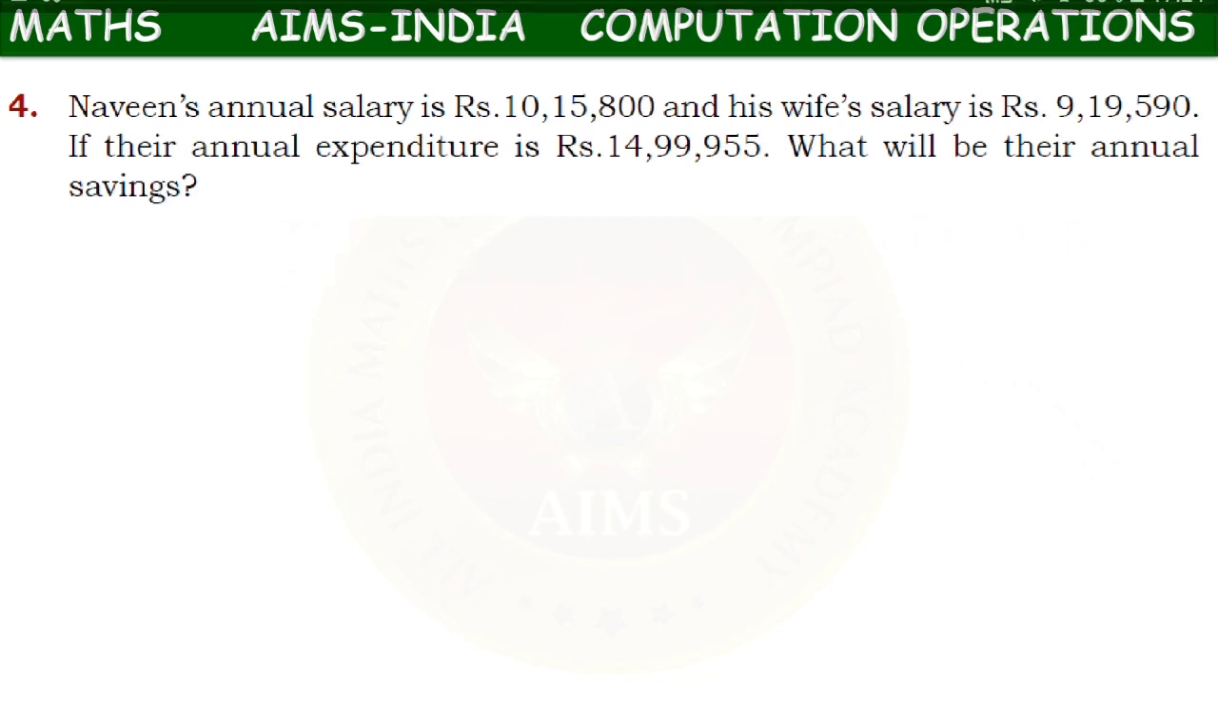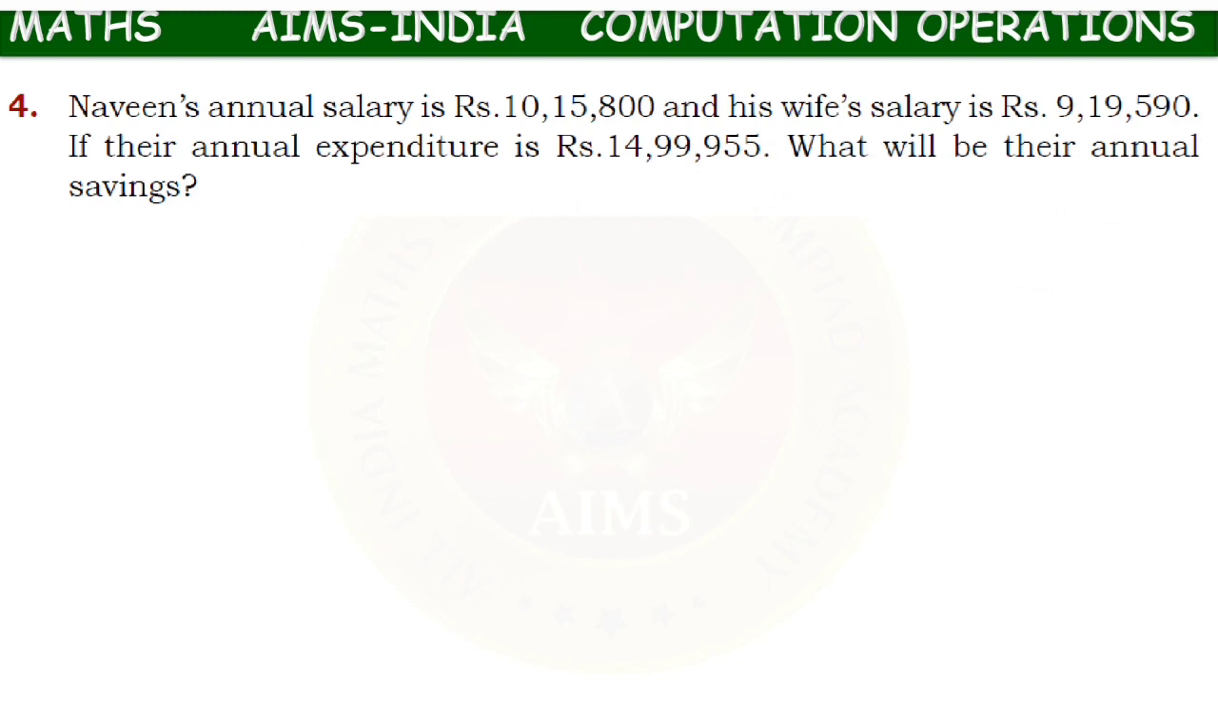Coming to question number 4. Naveen's annual salary is 10 lakh 15,800 rupees and his wife's salary is 9 lakh 19,590. If their annual expenditure is 15 lakh 14,99,995.